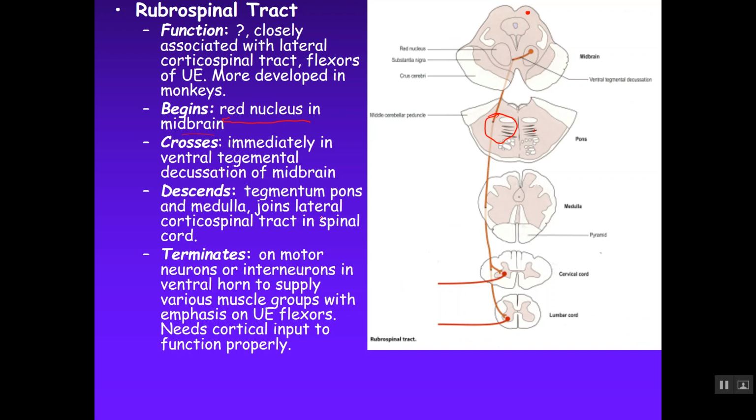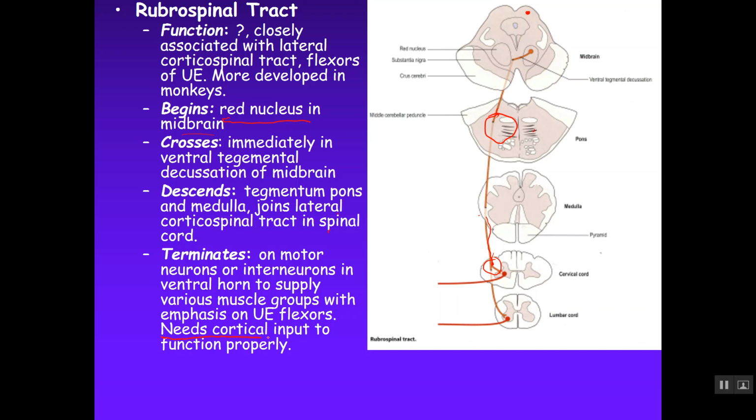It joins the lateral corticospinal tract in the spinal cord. So eventually it joins up with the lateral corticospinal tract, like you saw in that previous picture, where it actually almost overlaps with it. Okay, so then it becomes that. And it terminates on motor neurons or interneurons in the ventral horn, primarily supplying upper extremity flexors.